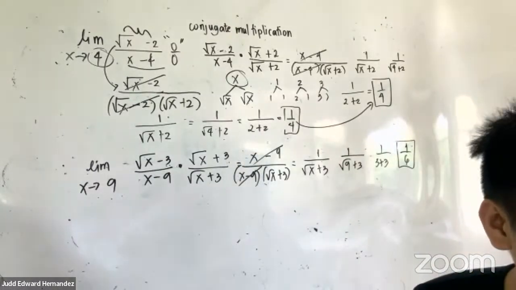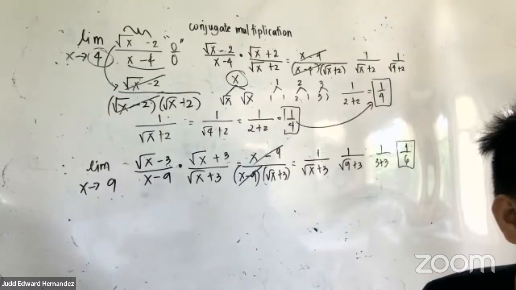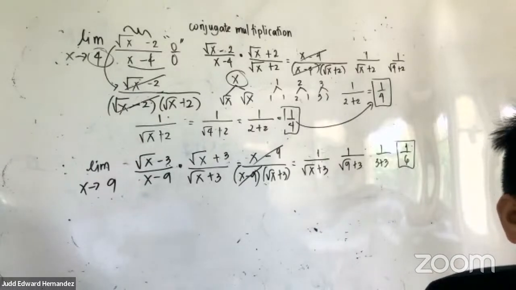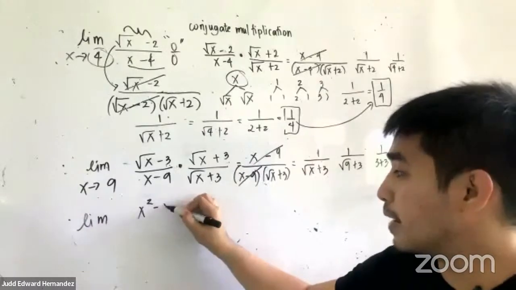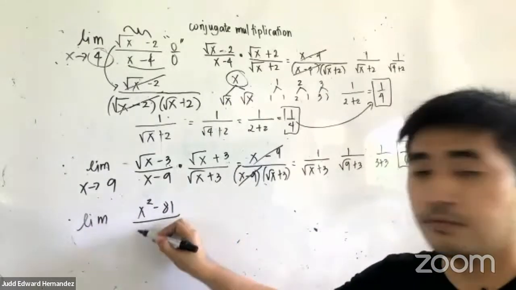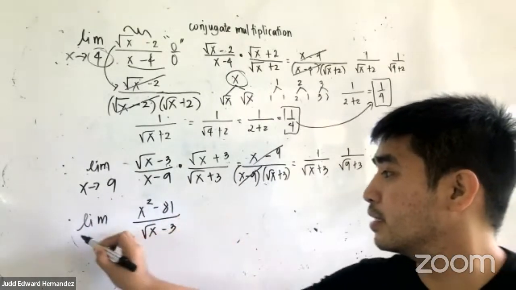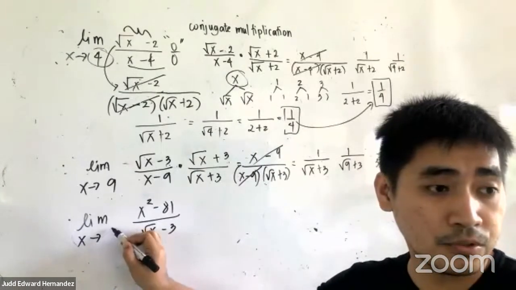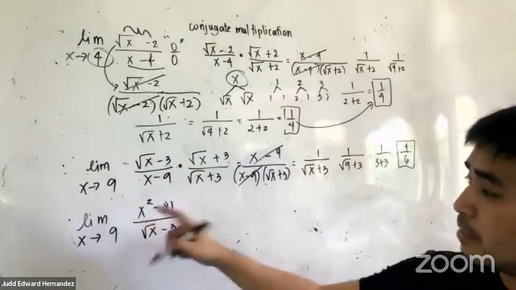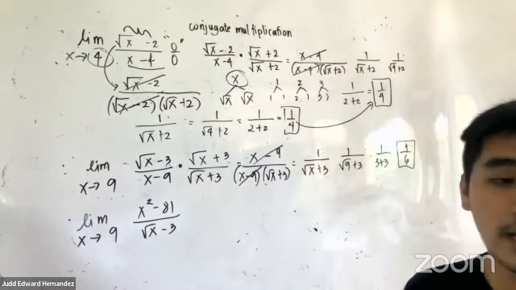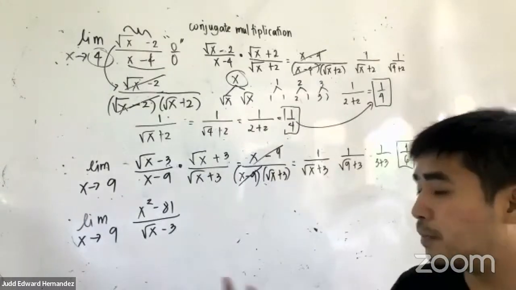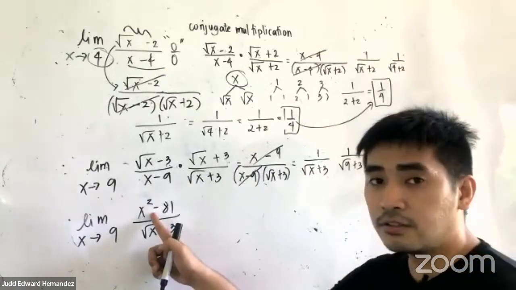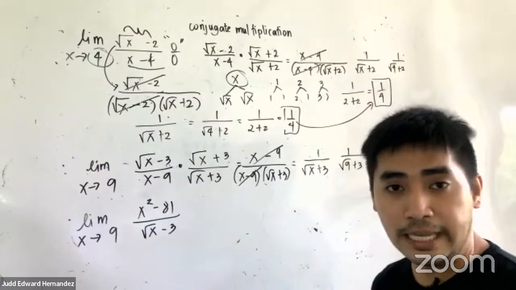Okay, let's have another example. Last na to. Let's have the last example for this one. What if we are given the limit of x squared minus 81 over square root of x minus 3, wherein x is approaching 9? Kapag nilagay mo dyan, magzi-0 over 0 siya. It is now a combination. Combination ng ano? Factoring and conjugate.